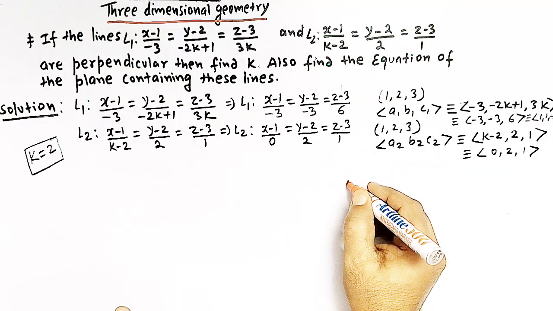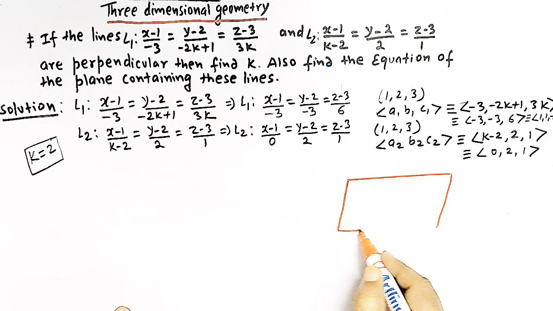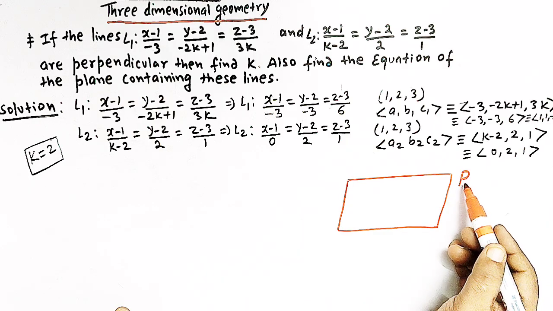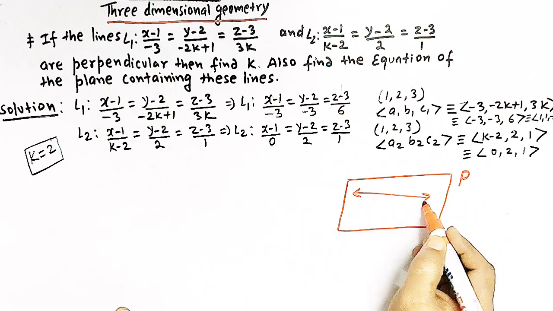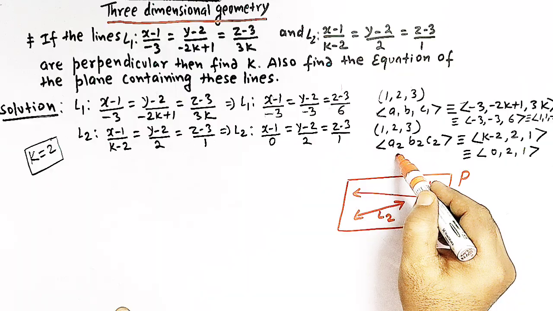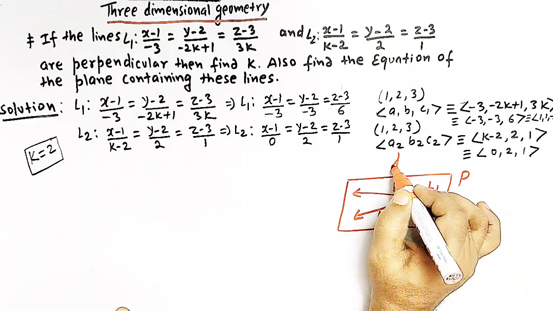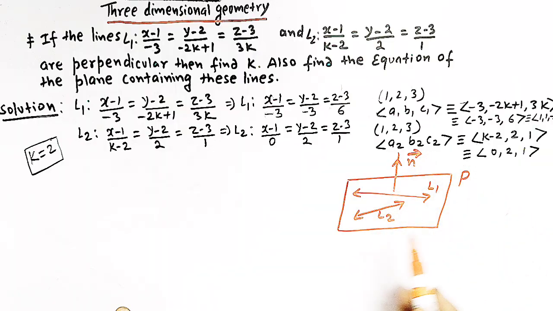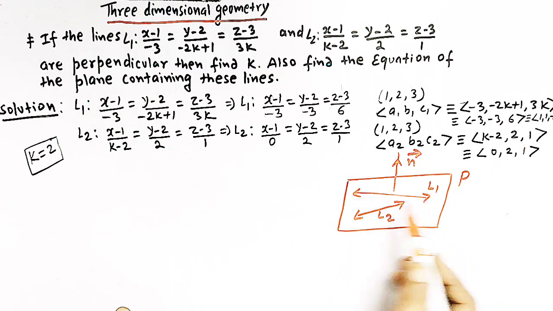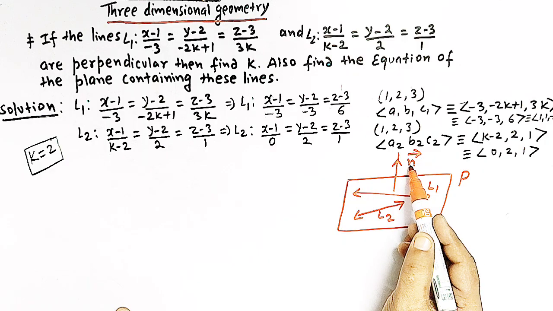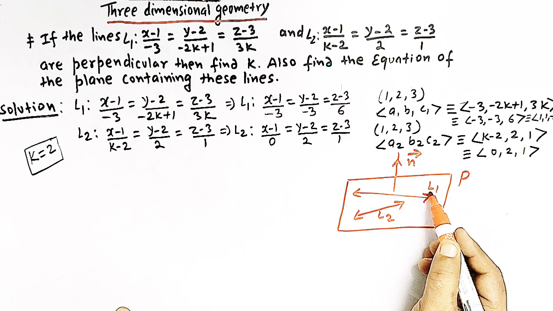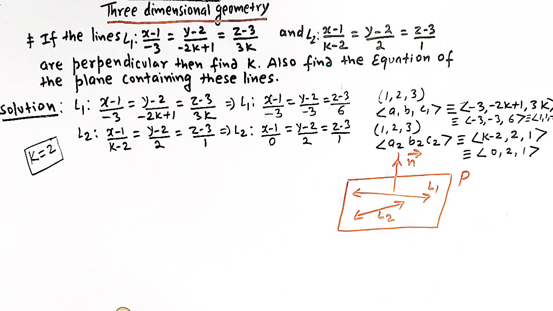So now let us draw a rough diagram here. Suppose this is the plane containing these two lines L1 and L2, and let us denote this plane by P, right? And here we have the line say L1, and here we have the line L2. And the normal vector to the plane P may be taken as n. So here we have the plane P whose equation is to be determined, and this plane P contains these two lines L1 and L2, and the vector n is the normal vector to this plane P, and this normal vector is perpendicular to both these lines L1 and L2, right?